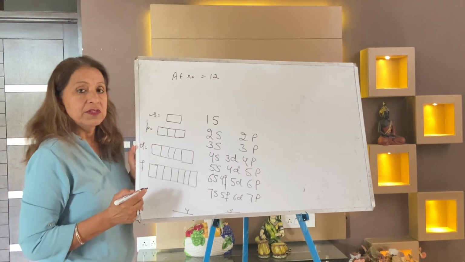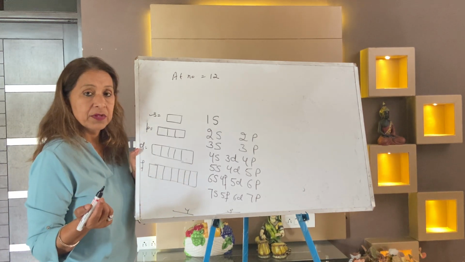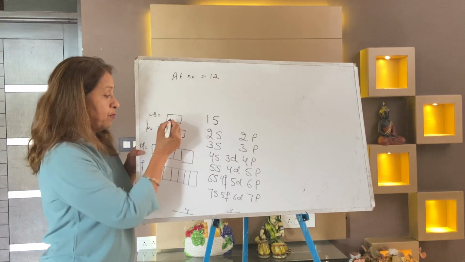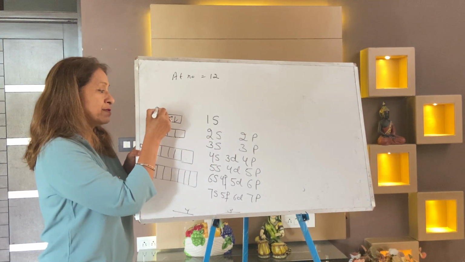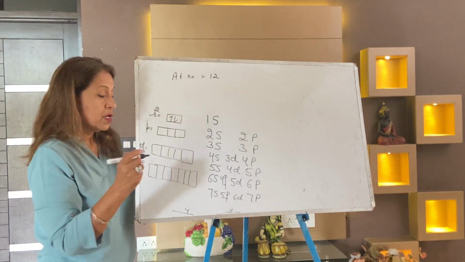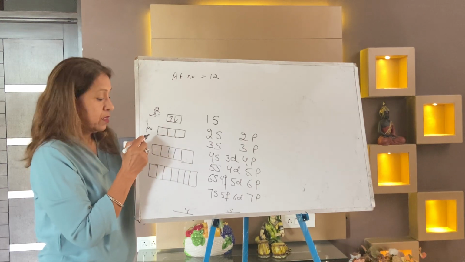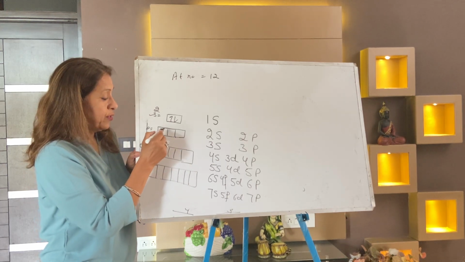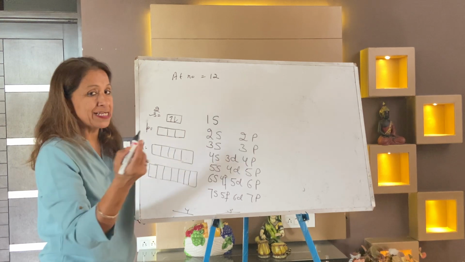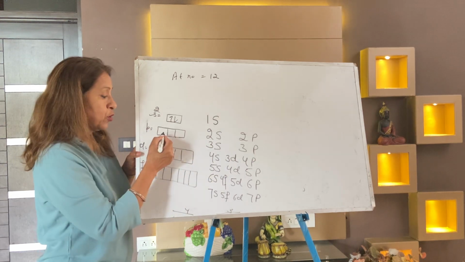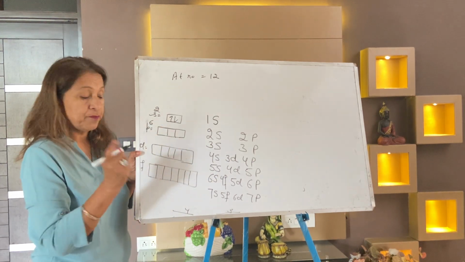Always remember what Pauli said: one orbital holds a maximum of 2 electrons. So S has a maximum capacity of 2, always. Remember this. And P has 3 orbitals, and the maximum capacity according to Pauli is 2 per orbital: 2, 4, 6. P is maximum 6.